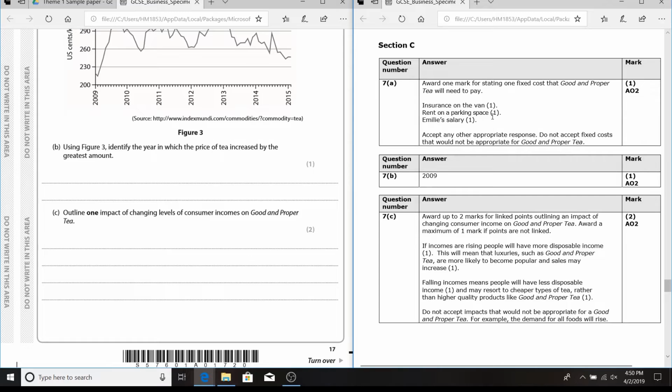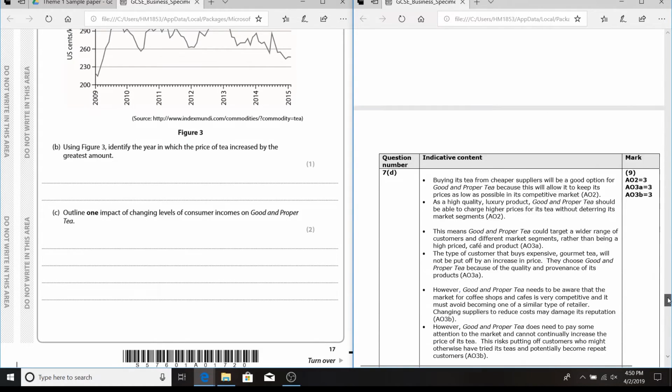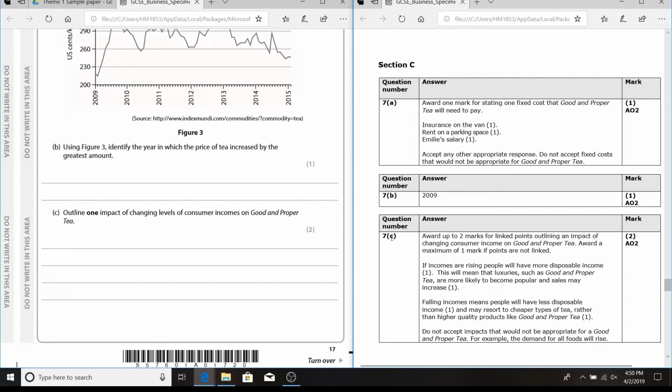Okay, so what do we got? Rent on a parking space, okay? Insurance on the van, okay, right. Salary, 2009, and then we've got, yeah, that's pretty much what I said there, okay? So, nice one. All right, that's looking okay, isn't it? Now, what do we got next?